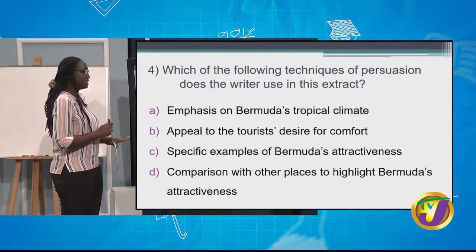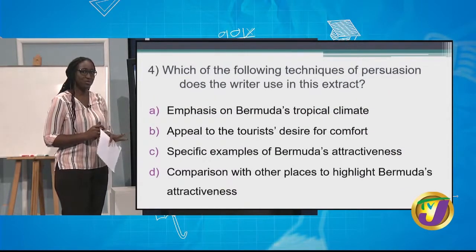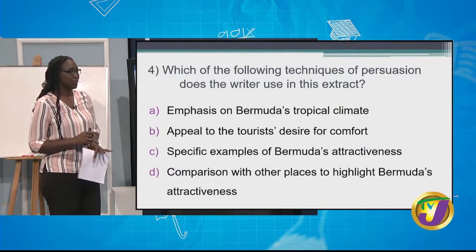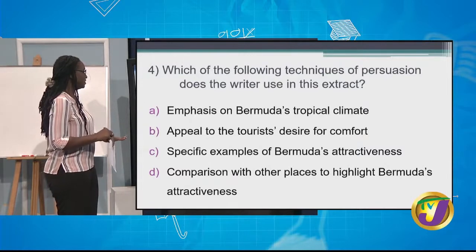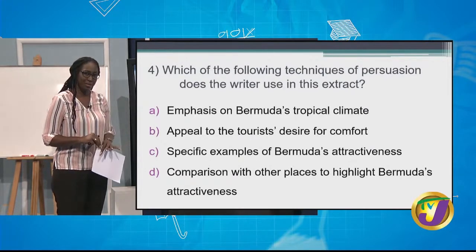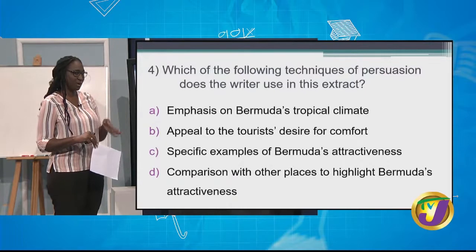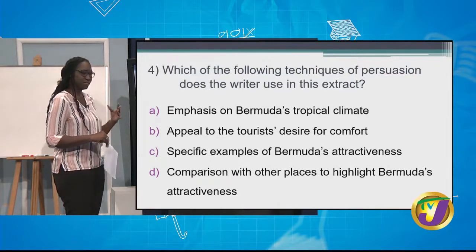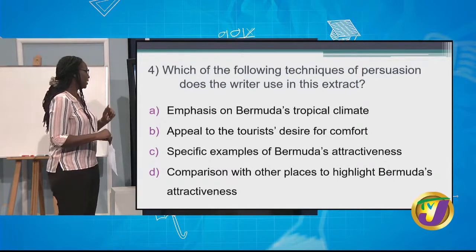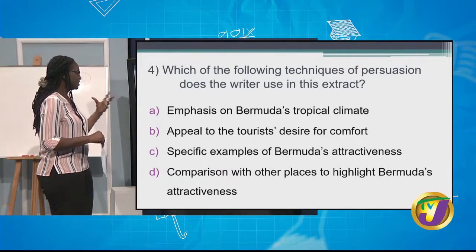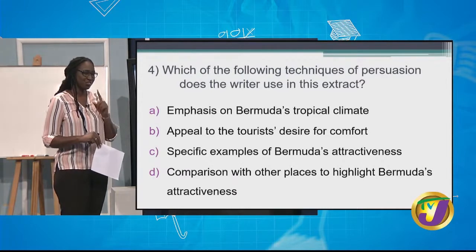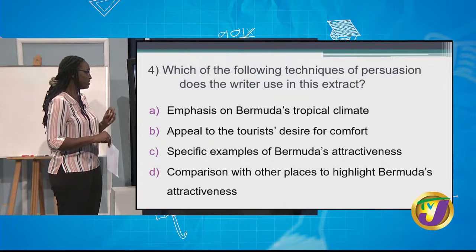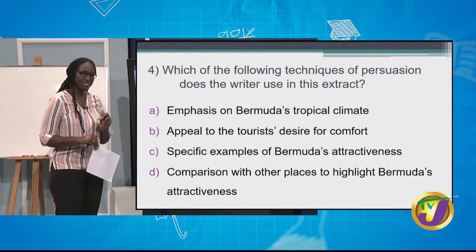Which of the following techniques of persuasion does the writer use in this extract? Again, we did quite a number of them. So look at the list. Emphasis on Bermuda's tropical climate. Did we get a lot of information regarding that? Did we get a lot of information regarding appeal to the tourist's desire for comfort? Did you get information about specific examples of Bermuda's attractiveness? Or did you get comparison with other places to highlight Bermuda's attractiveness?